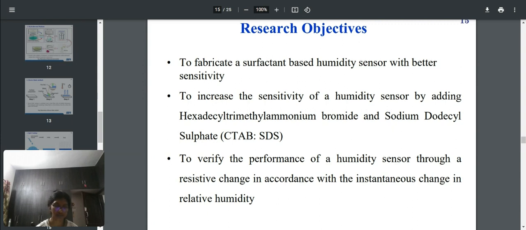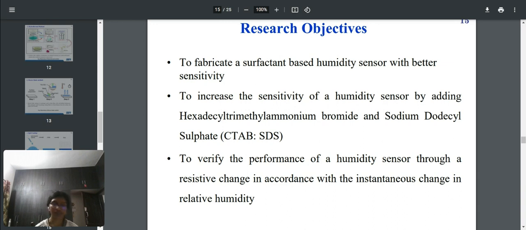So, research objectives. The main novelty of the study is the use of surfactants. Surfactants are surface reactive agents, substances which, when added to liquids, reduce their surface tension and increase their spreading properties and wettability. So, to increase the sensitivity of the humidity sensors, surfactants hexadecyl trimethyl ammonium bromide and sodium dodecyl sulfate are added.